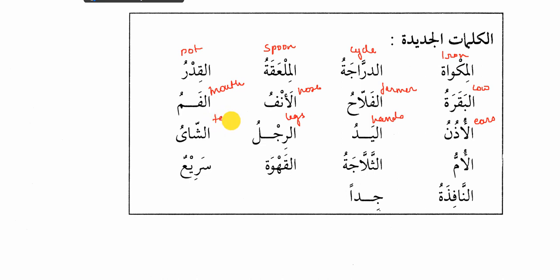Shai, tea. Mother. Thallaja, fridge. Kahwa, Arabic tea. Then Sa'iyun, fast. Nafida, window. Jiddan, very. So this is the end of our lesson.